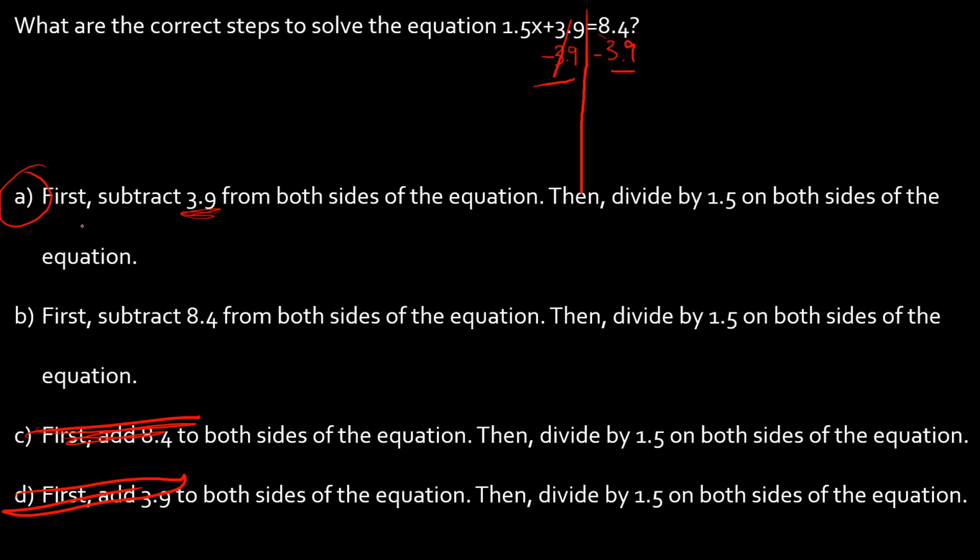So that means that I already know that A is the correct answer because B says we're subtracting 8.4, but that's not what we want because we want to get rid of this 3.9 that's on the same side as this variable. So first we would subtract 3.9 from both sides, then we would divide by 1.5.